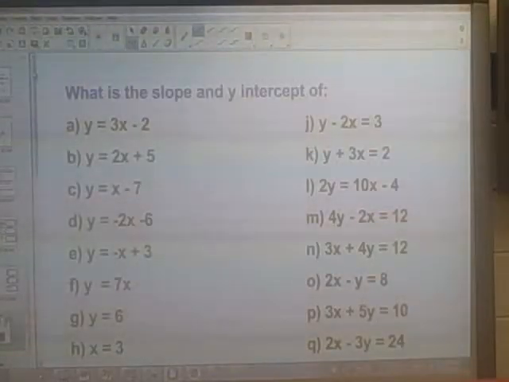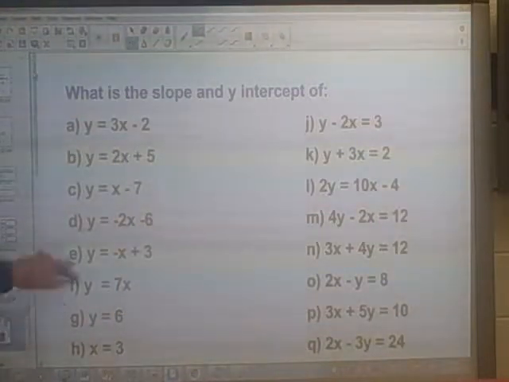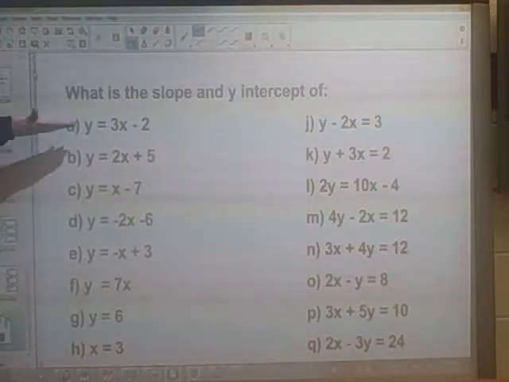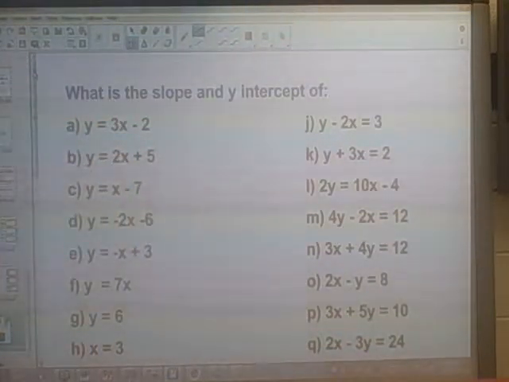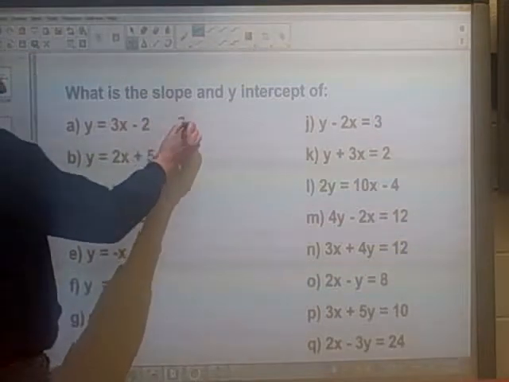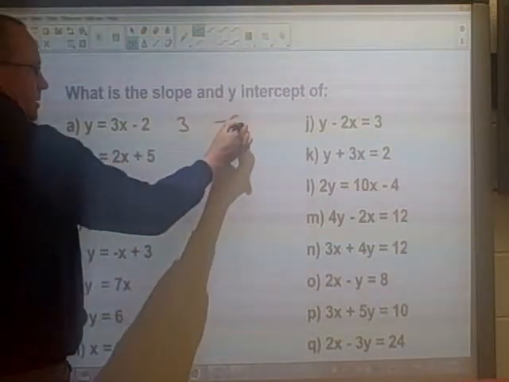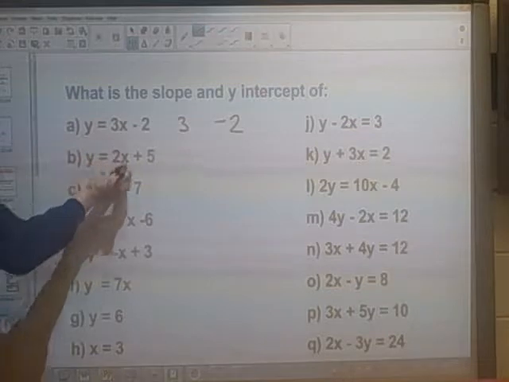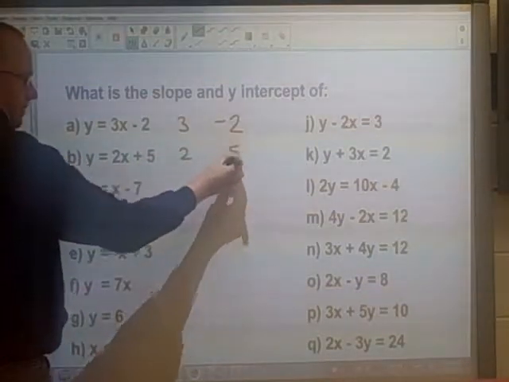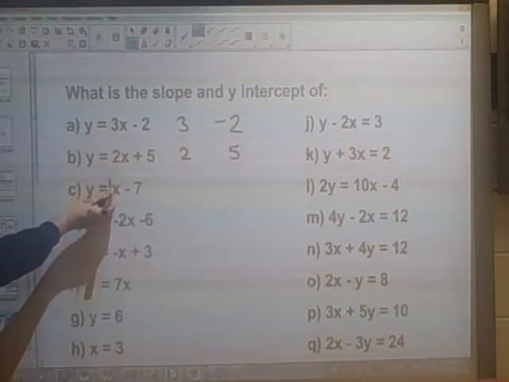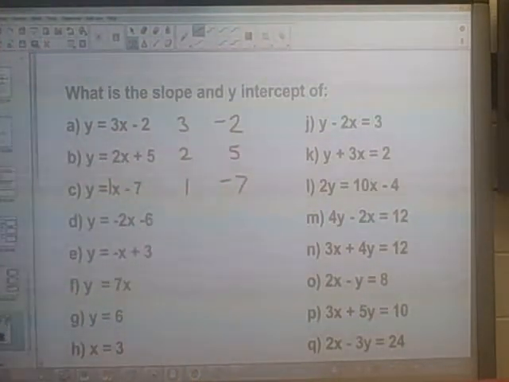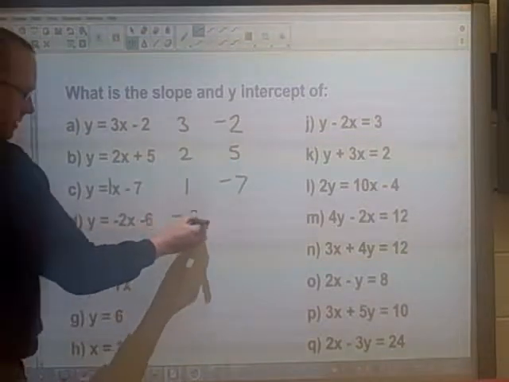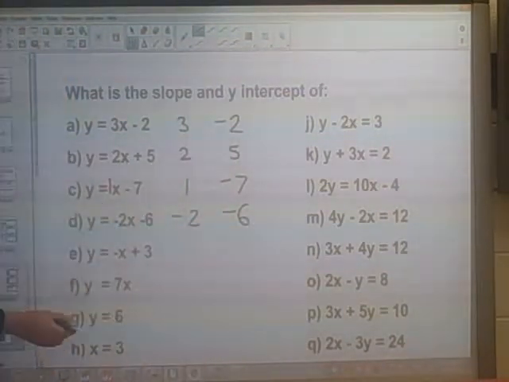Now this was the homework assignment, or it's going to be the homework assignment, and you have to find the slope and y-intercept of some equations. Now the first few, if it starts with y equals then something x and a number, this is actually already in slope-intercept form. So for the first one, the slope is simply just 3, and the intercept is negative 2. Slope is 2, intercept is 5. Now if there's no number here, that means this is 1x, so your slope would be 1, and your intercept would be negative 7. Starts with y equals again, so slope is negative 2, intercept is negative 6.